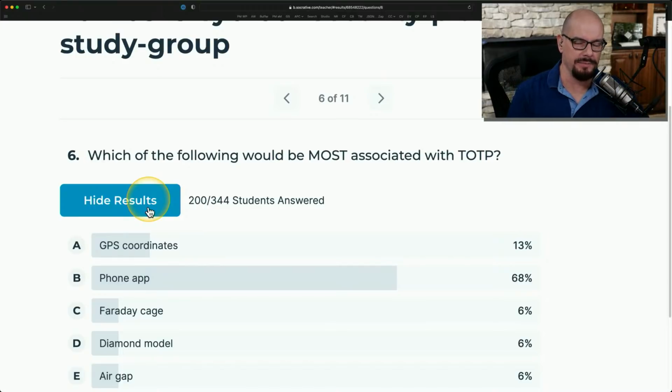It's a sign of the apocalypse, everybody. That's what it is. Nope, there's actually four sixes. So now we messed up the whole thing. Oh, that's okay. 68% said phone app for TOTP.